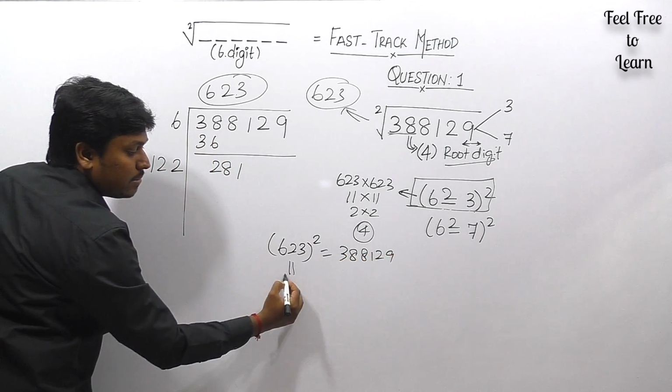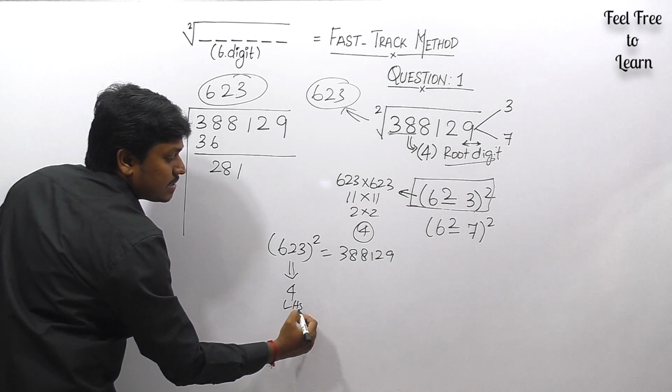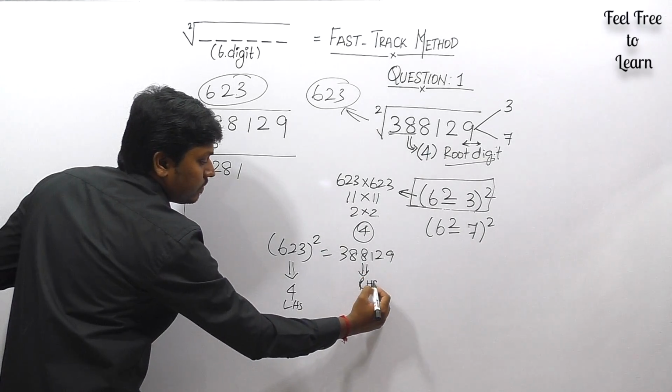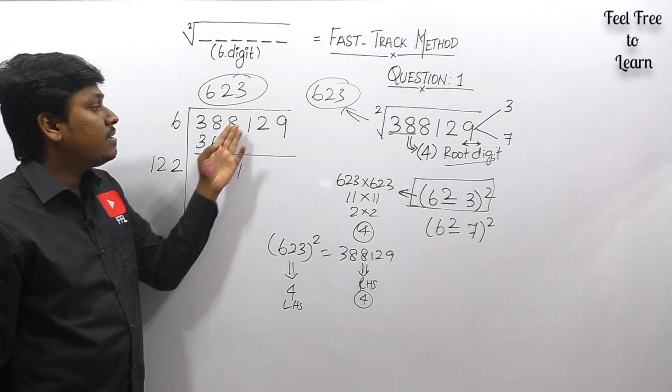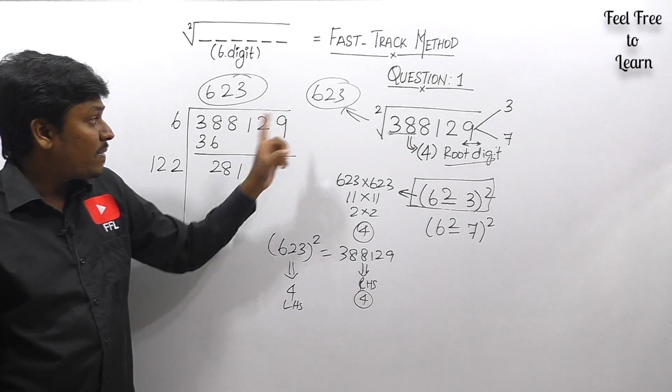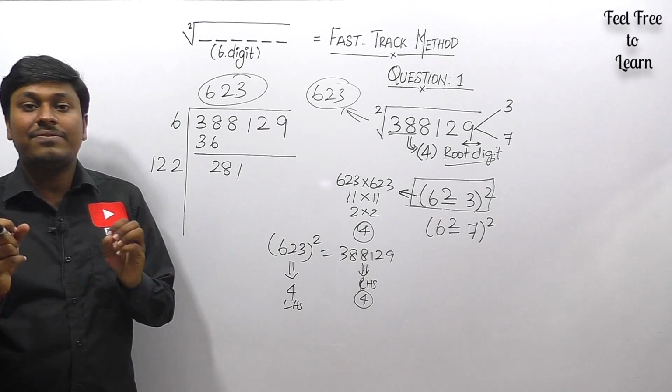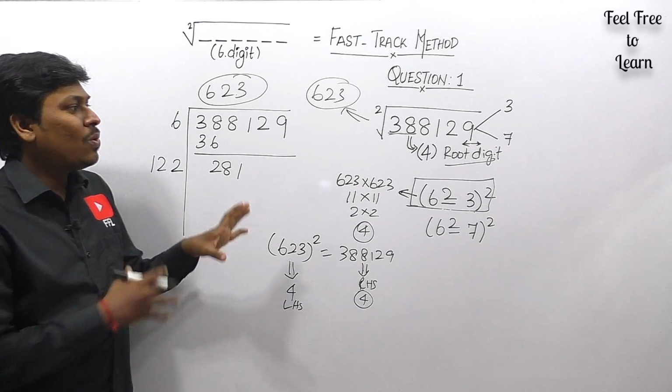So the root digit of the number is 4 and this becomes LHS. RHS, right hand side, is also 4. So finally it satisfies the rule. So we can say that for this 6 digit number, the root answer will be 623. Friends, this is the fast track method. Don't think that it is so complicated.